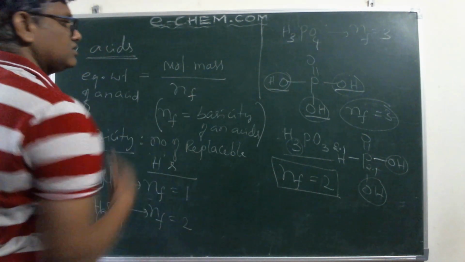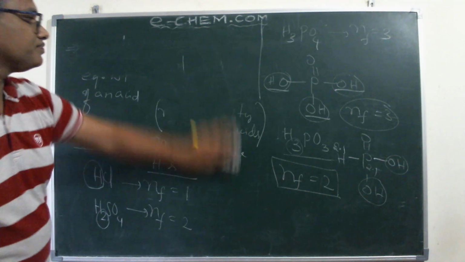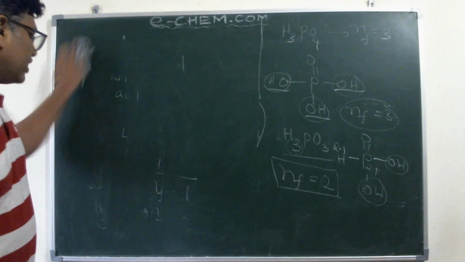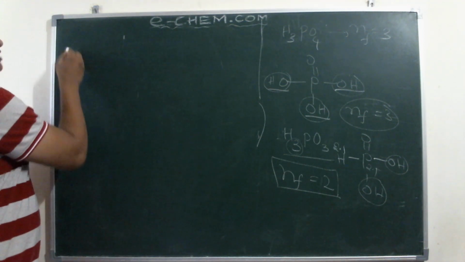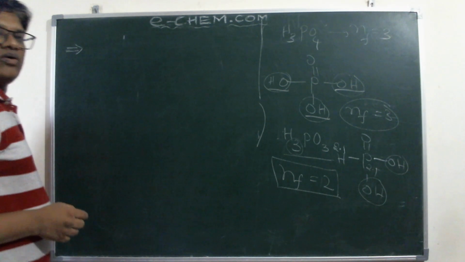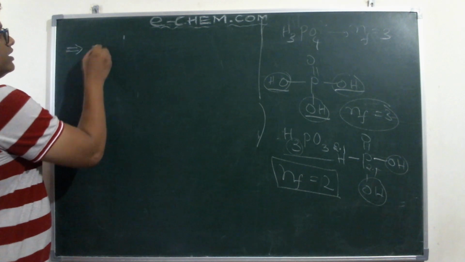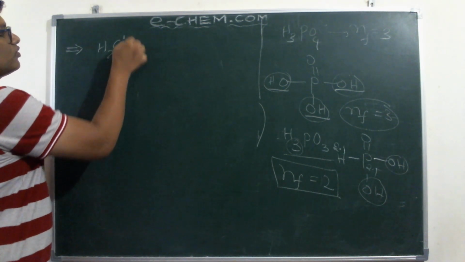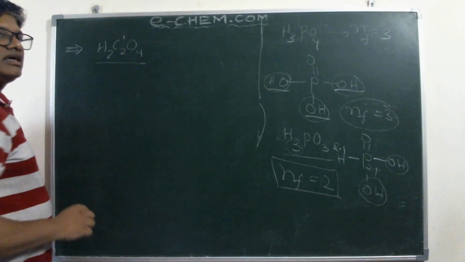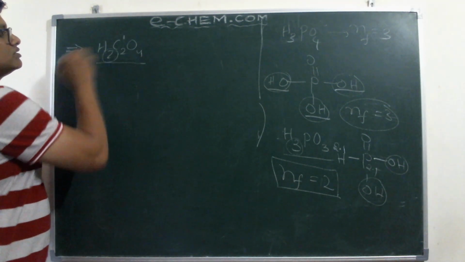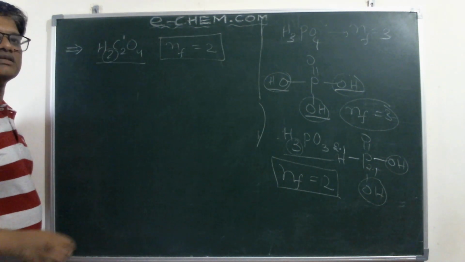So like this we have to go for the calculation of basicity for the acids. Some more examples I would like to give you to find out the basicity of acids. The one I am taking here is H2C2O4. The name of this compound is oxalic acid. In this oxalic acid, the n factor will be 2. Why? Because 2 ionizable hydrogens are present in this case.